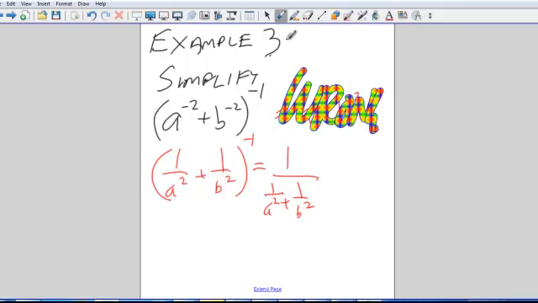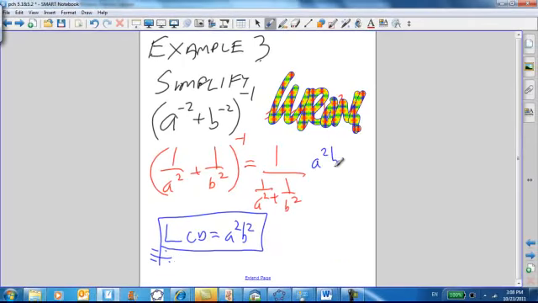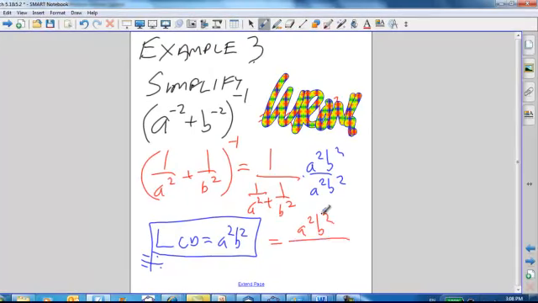And now we use the LCD idea. The overall LCD of both numerator and denominator is a squared b squared. We use this to get rid of fractions within fractions. So I multiply top and bottom by a squared b squared over a squared b squared, and you end up with a squared b squared all over. Distributing this now, the a squareds cancel, you get b squared plus a squared. There's your simplified version.